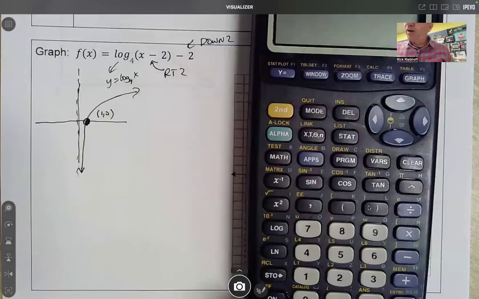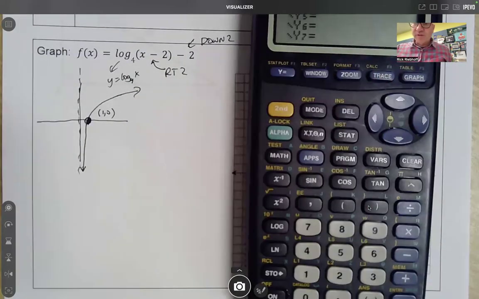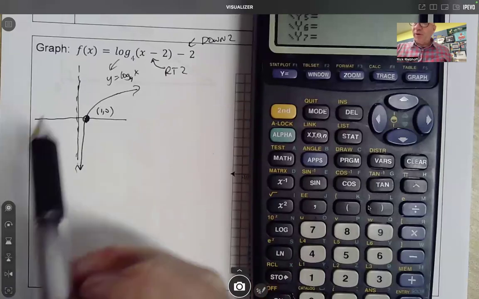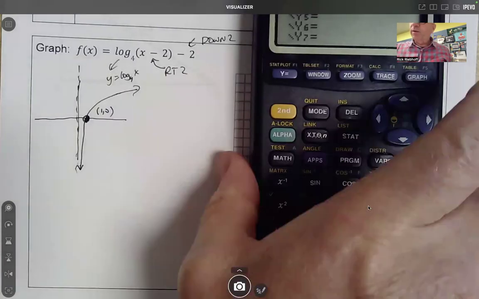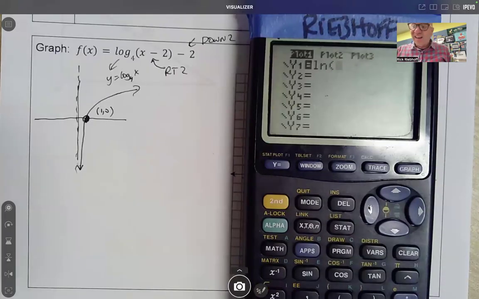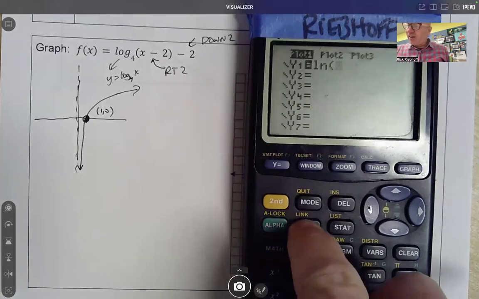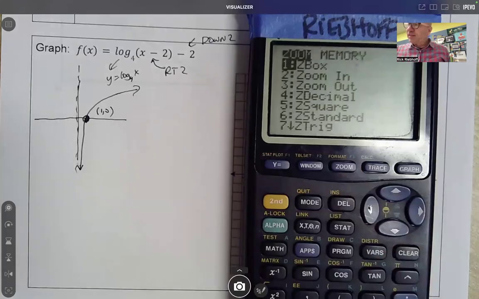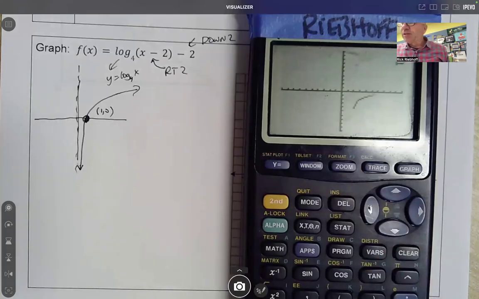Okay, so if I go y equals, I'm going to go y equals ln. That's pretty close to log base 4, right? That's log base about 3. Close enough. I just want an idea of what this looks like. Then I'm going to go x minus 2, and then minus 2, and then I'm going to zoom 6 and see what it looks like. Boom, there we go.